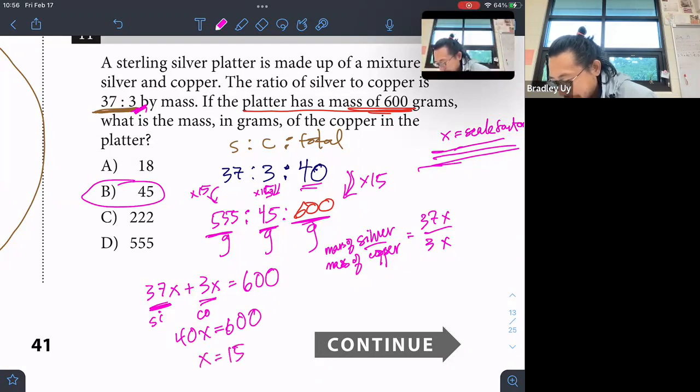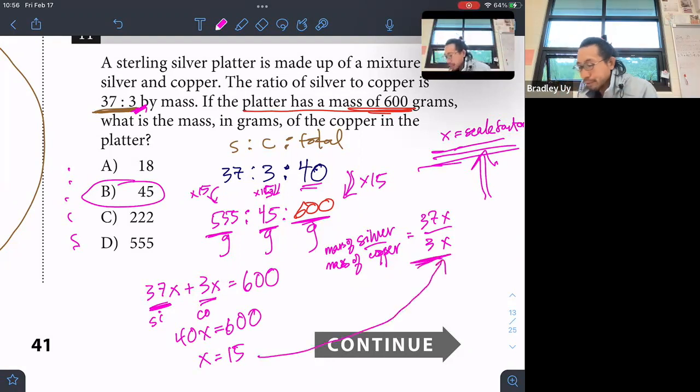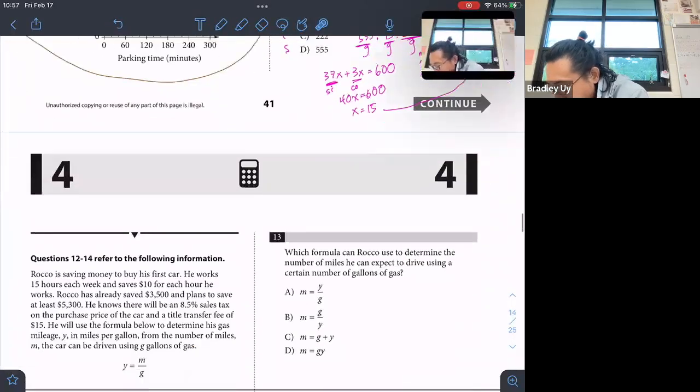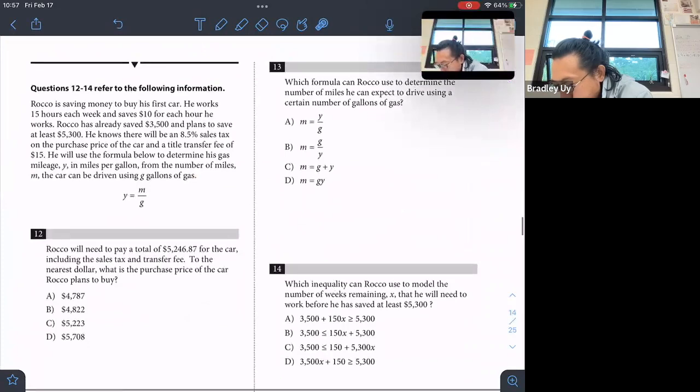X is not the right answer, okay? Obviously it doesn't show up. X is only the scale factor. So you would still need to find out how much copper is being used, and that would be down here. You're going to take 15 and multiply it by 3 to find B as the right answer, 45. I think extended ratio is clearly the best way to do this problem. There is a system of equations method, not necessarily the cleanest or most straightforward, okay?